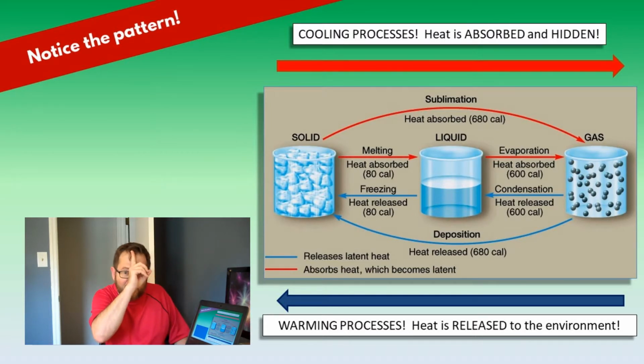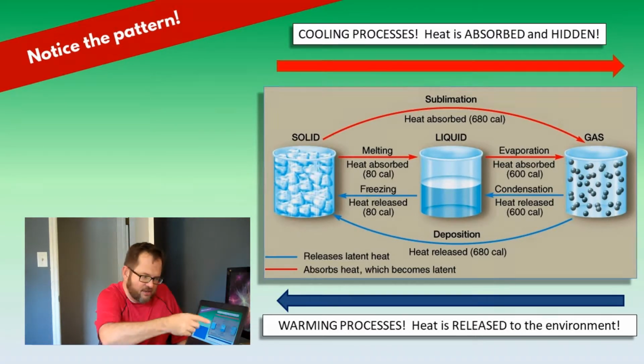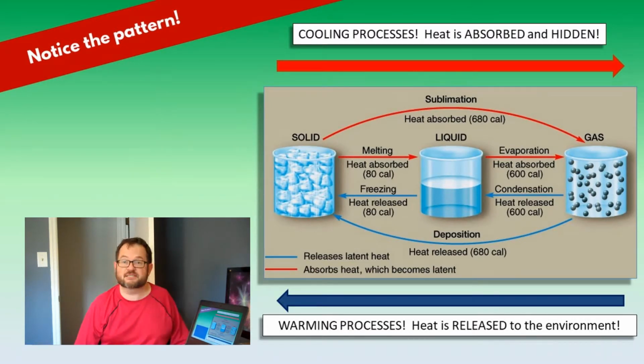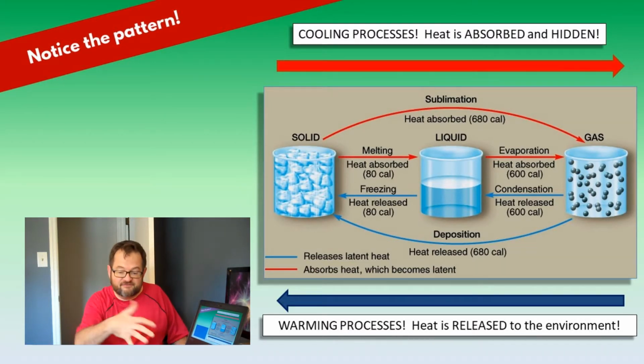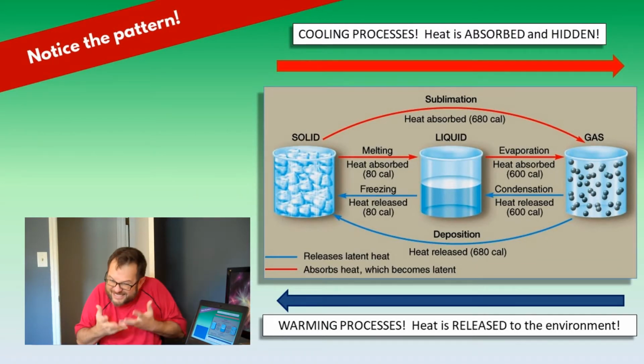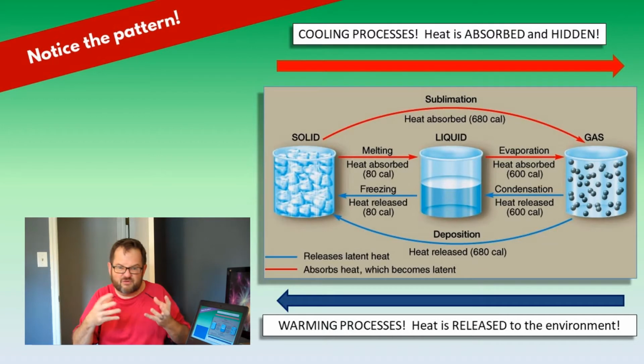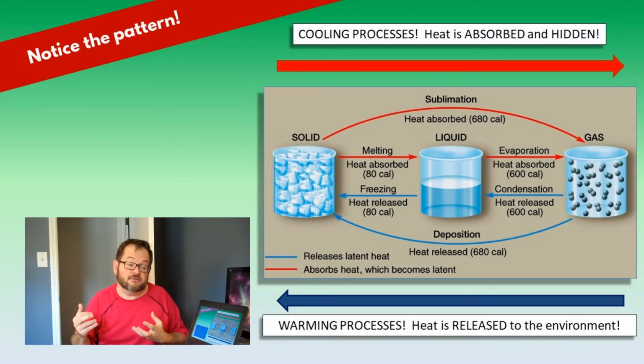And what I want you to notice, because this will help you remember it, is there's a pattern to it. The ones that are going from left to right on the diagram are all cooling processes. They're processes where heat from the environment and the surroundings is being absorbed and hidden. It's still there, but it's hidden in the fact that these molecules are moving around as they change phase.